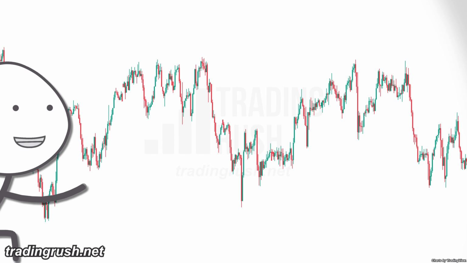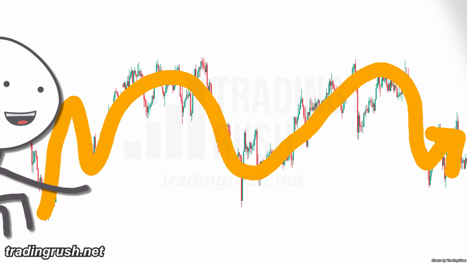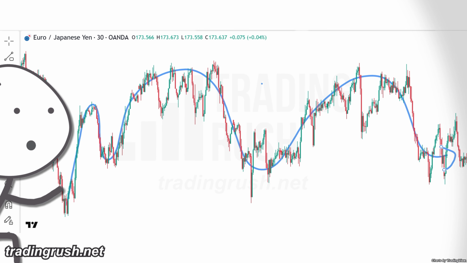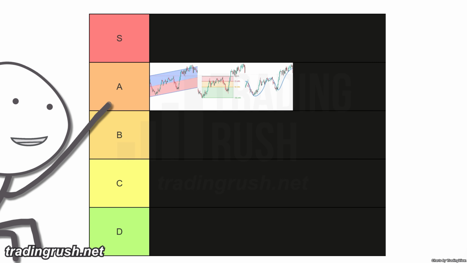Number 8. One of the most difficult things to do as a beginner trader is to filter out all the noise and see the actual price movement. So to solve this problem, I used to draw over the price movement with a thick brush. I used to take a screenshot of the chart and then draw on top of it. But TradingView also has a brush tool. It doesn't get as thick as I like, but it's still good enough to filter the noise. So I will put it in the A tier.